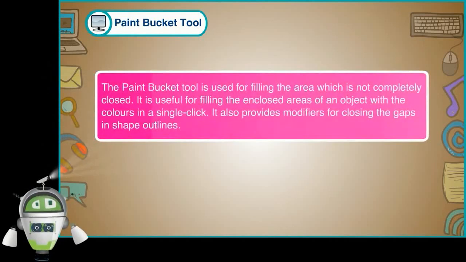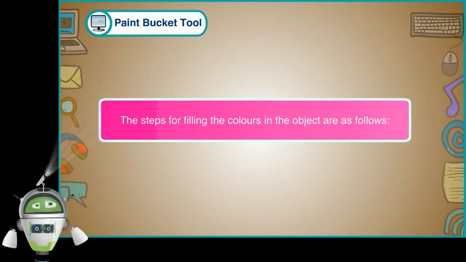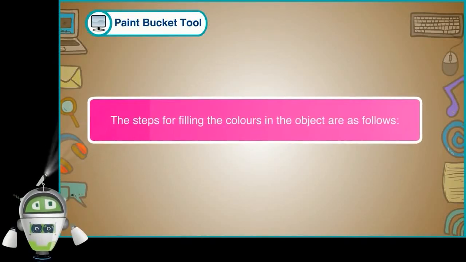The paint bucket tool is used for filling the area which is not completely closed. It is useful for filling the enclosed areas of an object with the colors in a single click. It also provides modifiers for closing the gaps in shape outlines. The steps for filling the colors in the object are as follows.